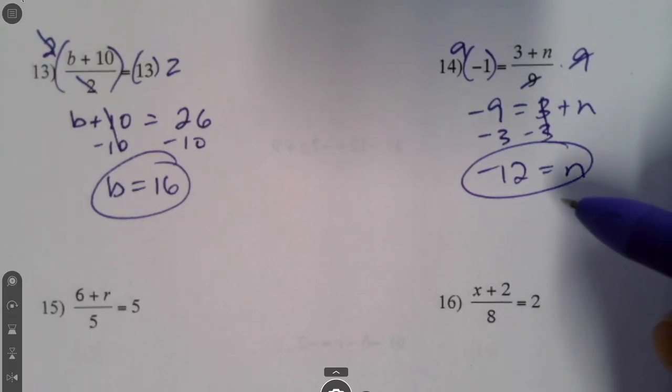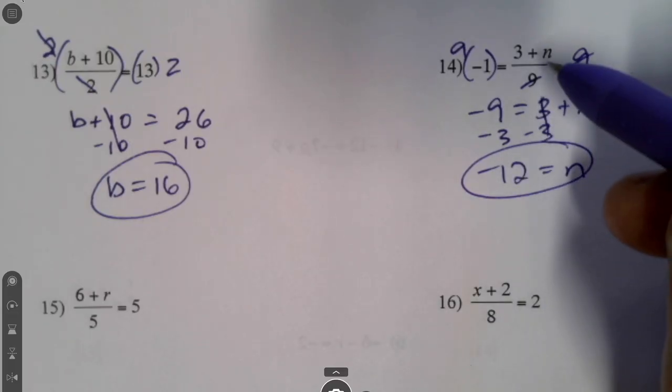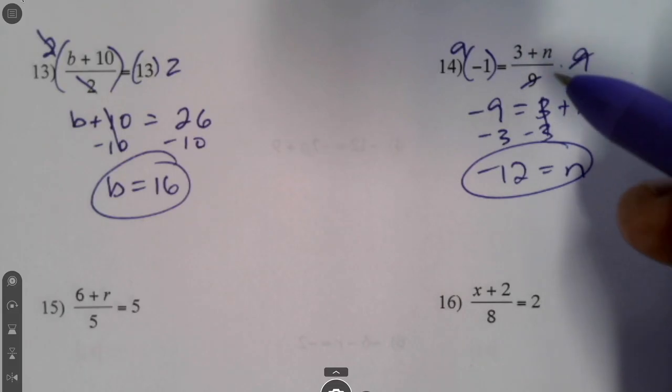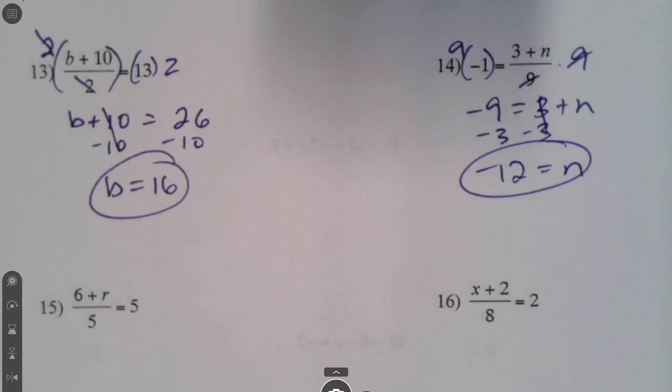And you can always check your work if you want. If you plug negative 12 back in for n, 3 plus negative 12 is negative 9. Negative 9 divided by 9 is negative 1.